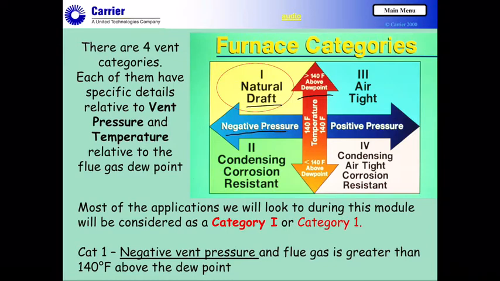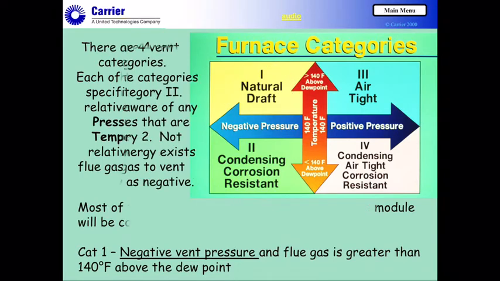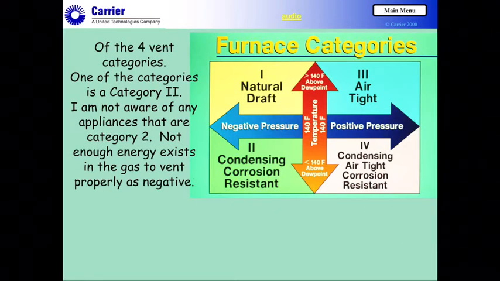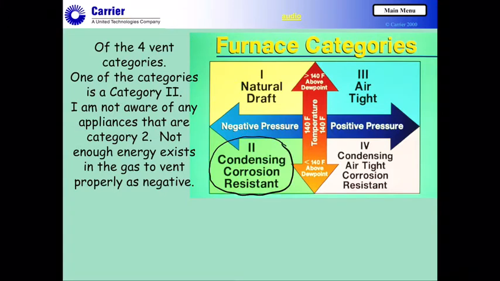I'll talk more on this a little bit later, but definitely a negative vent pressure. It's essential to recognize that. So let's take a look at the next one, category 2. Now, the first thing I want to point out is category 2, that's down in this area here. Category 2 is a negative vent pressure system that would have a flue gas temperature less than 140 degrees above the dew point.